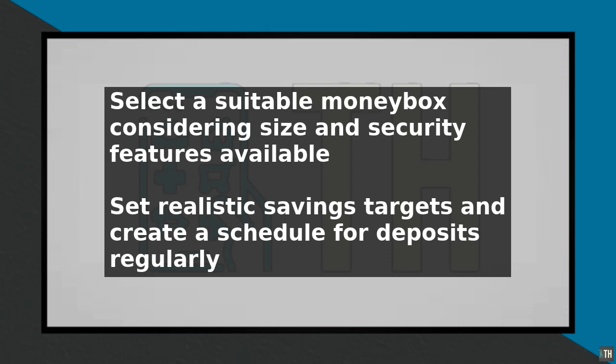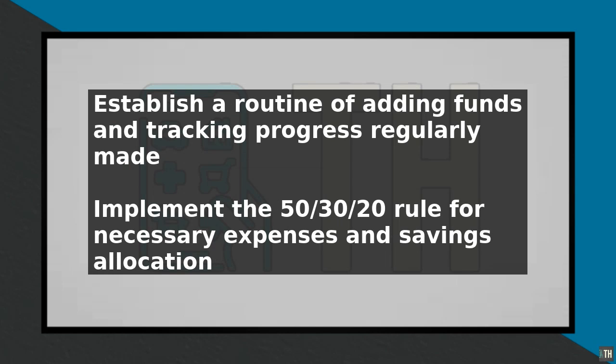Consider implementing the 50-30-20 rule, where 50% of your income goes towards necessary expenses, 30% towards discretionary spending, and 20% towards saving and debt repayment. Practical examples of using a money box include saving for a vacation, building an emergency fund, or paying off debt.